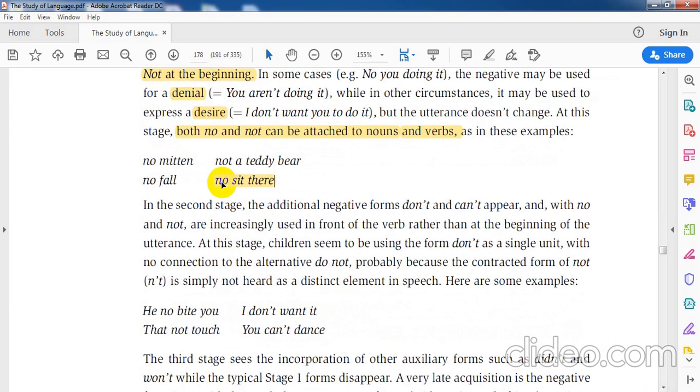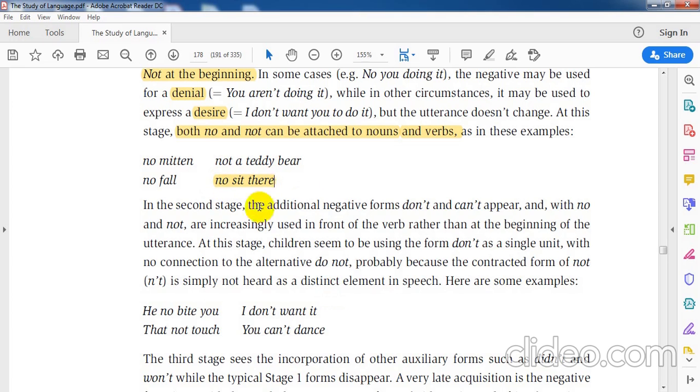A child may use, in the first stage, no and not to precede the sentence or the utterance. "No, sit there." The child is trying to say, "Do not sit there," but that child is incapable of using do and not in the right place. So this is for the first stage.